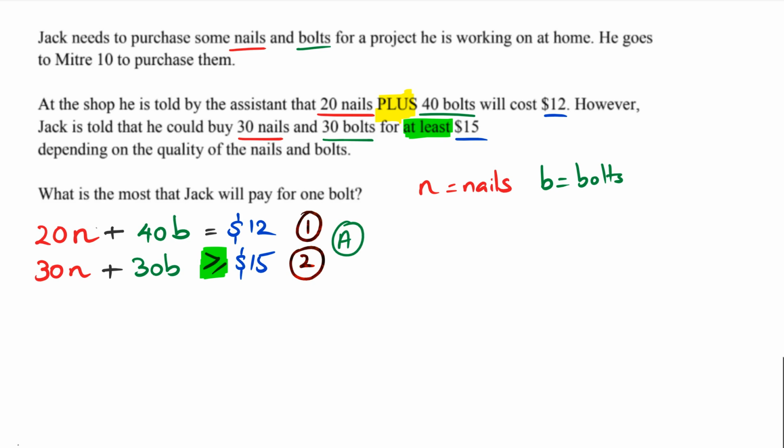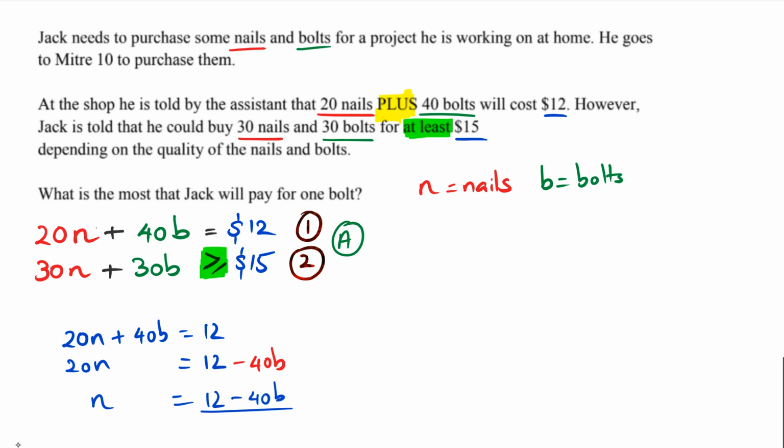So I'm going to take equation 1. Equation 1 was 20N plus 40B equals $12, and I'm going to rearrange so that N is by itself. So I have 20N equals 12, take away 40B, and then N is equal to 12 take away 40B, and the whole thing is divided by 20.